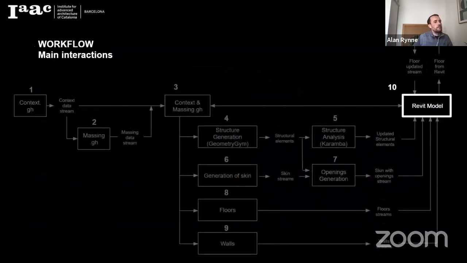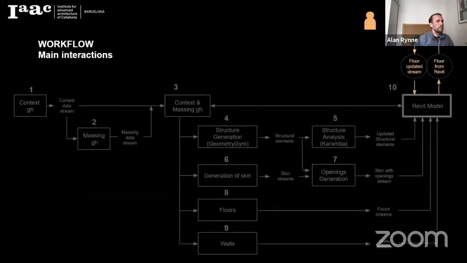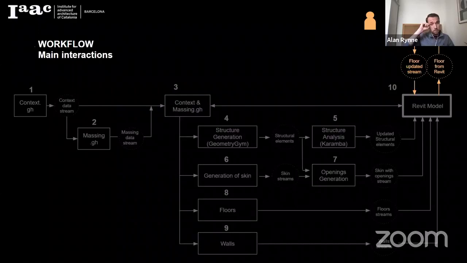That is then received in this Revit model. Here we integrate the structural elements, the skin with openings, and the floors and wall streams. Here we can see all the elements integrated when we combine all the streams. And the further step is to send a stream from our Revit model to Rhino. And then we make an update in Rhino and we send it back.